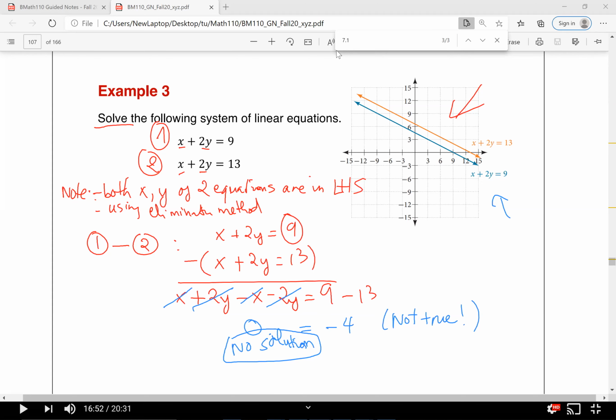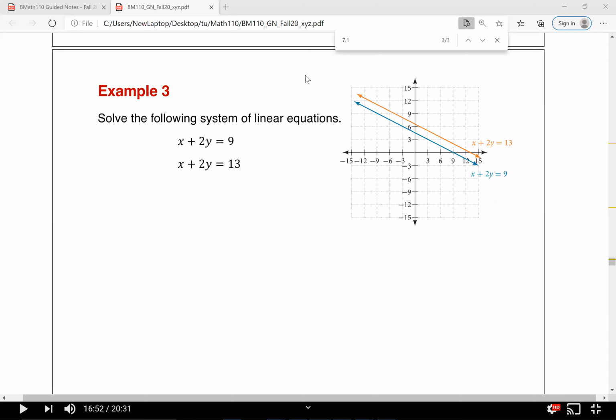Let's see what's going on. Actually, you can also use substitution for this, right? How to use substitution? Just isolate one of them. Say here's one, here's two. Let's choose the first one. Which variable should you isolate? I'm going to say x because you just substitute. You just minus 2y from both sides, so x equals 9 minus 2y.